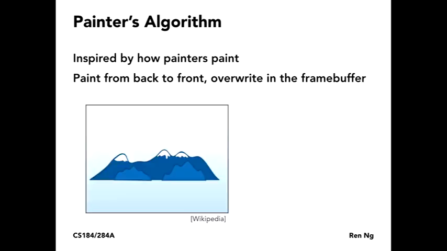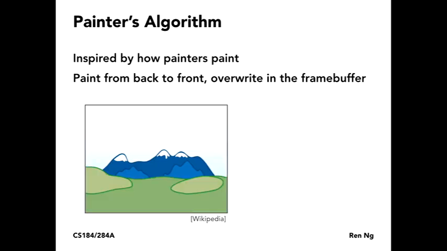Let's see. So you have a scene here. It's got some mountains. So you paint the mountains in the background, and then you say, oh, actually, there was a meadow in front. So you paint that, and you overpaint part of the background. And then, oh, there are some trees on top. So you paint the trees, and you overpaint part of the meadow and part of the mountain. Simple. So an algorithm for getting this right would be to just draw the triangles from back to front.